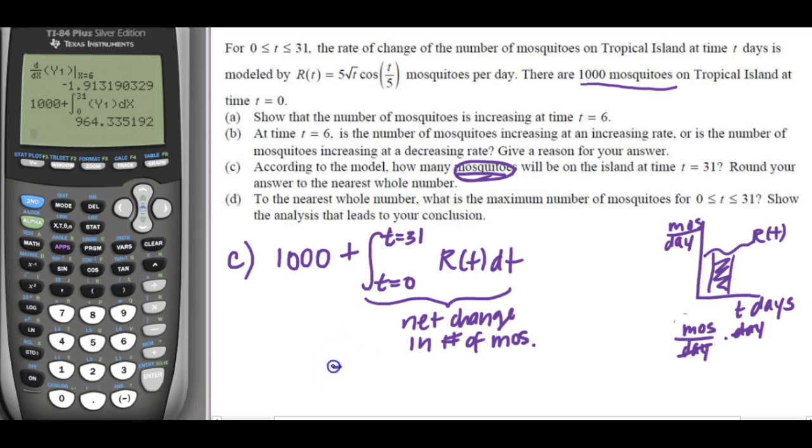So let's go ahead and write that down as our answer. And again, we were allowed to round our answer to the nearest whole number because there's no such thing as 1/3-ish of a mosquito. So we could just say 964 mosquitoes is our answer. So it turns out that over the 31 days, the rate of change of the number of mosquitoes told us that a lot of them were dying out, right? So we started out at 1,000 and we added the net change in the number and we lost 36. So that's what happened during the time frame from 0 to 31 days.